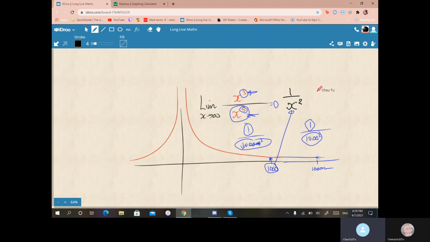Yay. That's why even in the case of 1 over x, as x heads towards infinity, it's still 0, because imagine you have 1 over 1,000. That's going to be a really, really small number. So in summary, if the index of the denominator is bigger than the index of the numerator, you know it's going to head towards 0.